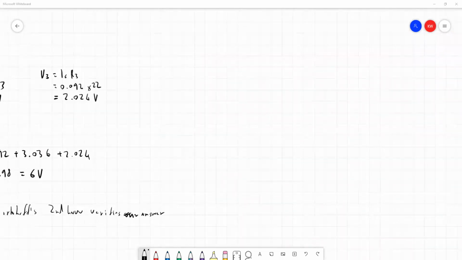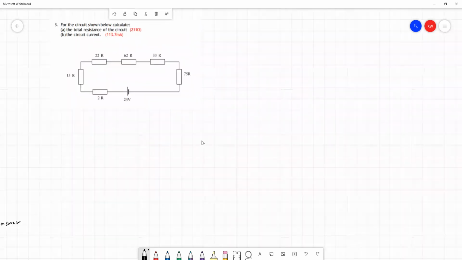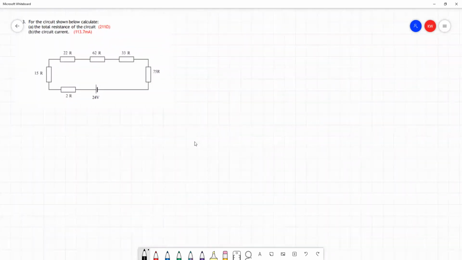So let's move on and look at question 3 now from the exercise sheet. Question 3 may appear to be a slightly more daunting question, but really all it is just more resistors, and the math involved doesn't really get much more complicated. In part A, we're asked to find the total resistance. Well, we're quite well versed at this now. The total resistance is just going to be all of the resistors added up.